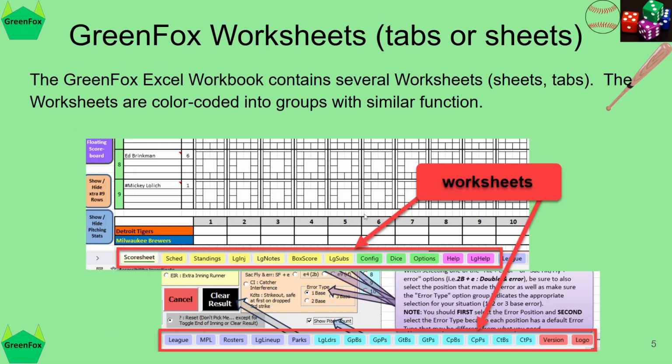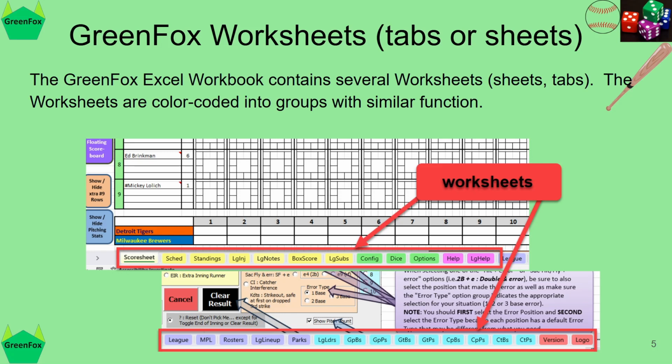Before we even get to any of these, I want to talk about something overall, which is the GreenFox worksheets. Worksheets in Excel is kind of synonymous with the word tab or sheet. So I may say any of those three words, but they really all mean the same thing. These worksheets or tabs in Excel are really just a nice way to keep track of different types of information within one spreadsheet workbook or file, and they're listed at the bottom.